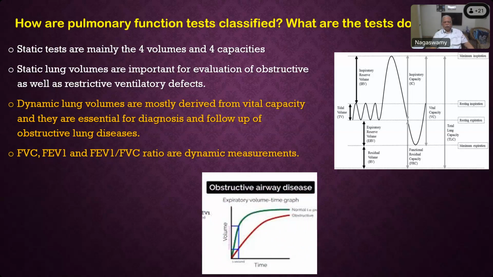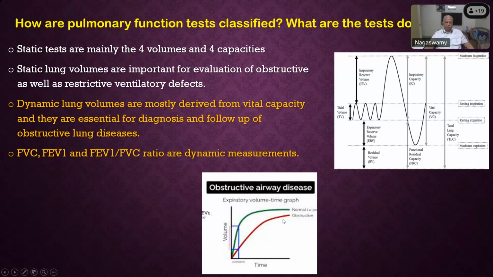So this is the spirogram which you will see in an obstructive airway disease. This is the normal. What you see in the green is the normal. And what is this which is marked in blue, this rectangle? And you can see here the x-axis shows the time, y-axis shows the volume, and this blue line in the green curve, what does it indicate? FEV1. It is written 1 second here. So the forced expiratory volume in 1 second is marked here.